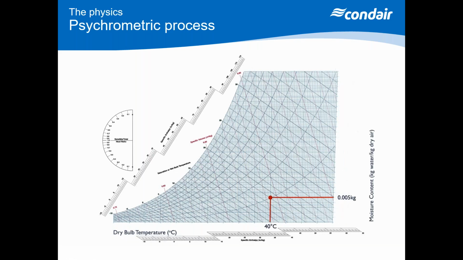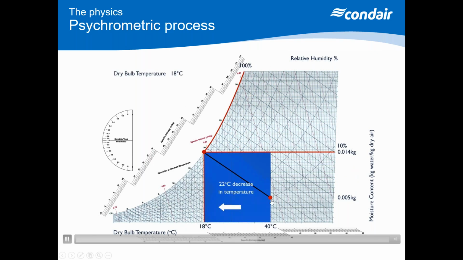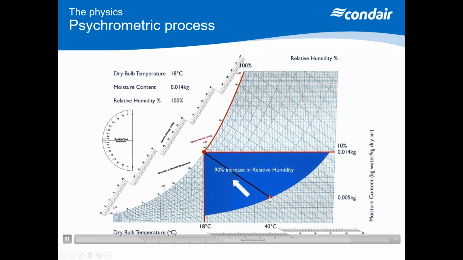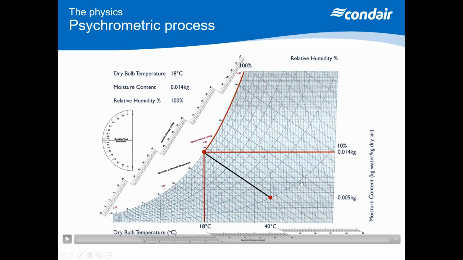Now, specific enthalpy is really important for us in the psychrometric process of evaporative cooling. So here we're drawing the line of specific enthalpy from a point of 40 degrees C at 10% RH. As we follow the line of enthalpy, we see that we get a decrease in dry bulb temperature, we get an increase in moisture content, and an increase in relative humidity. You can see we've gone from 10% RH, 20, 30, 40.